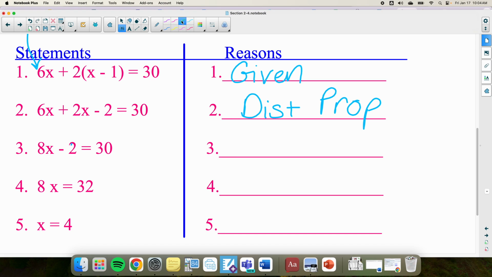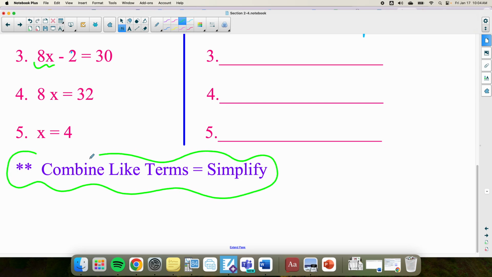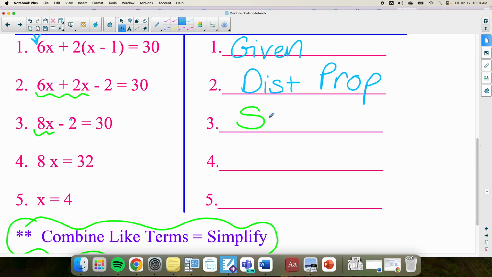Now this is a step we haven't talked about. There are going to be times where they simplify an equation by combining like terms. Okay? So if you look here, they took 6x plus 2x and they just combined those like terms. And that reason I have written down here, and if you have a cheat sheet you want to add that to, you can. But whenever you combine like terms, what you write on the blank is simplify. Okay? Combining like terms, you simplify.